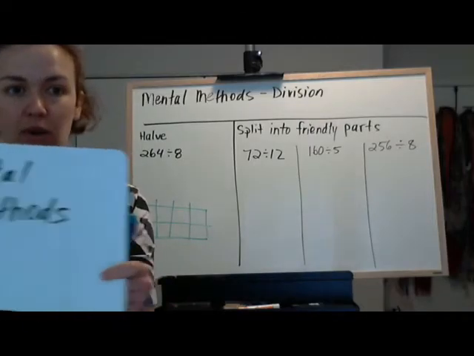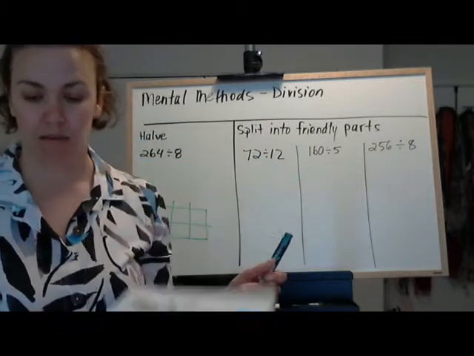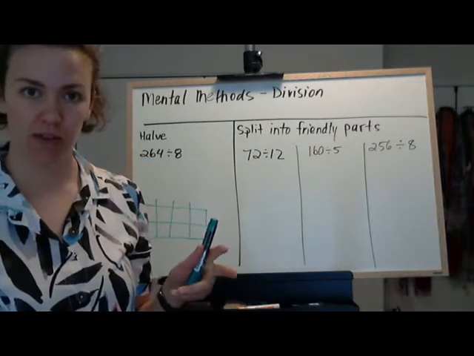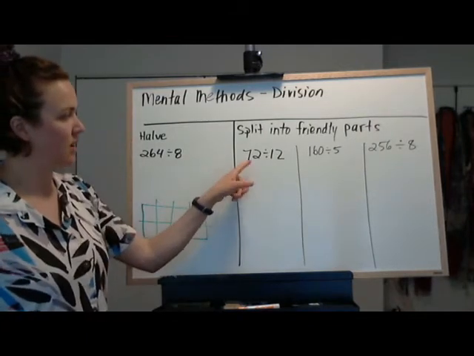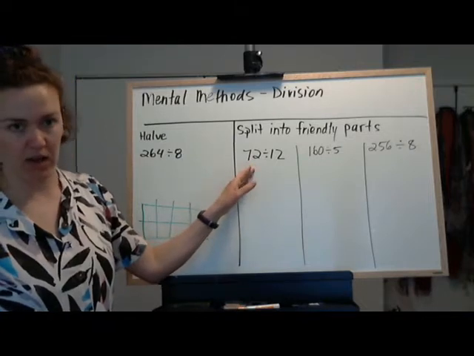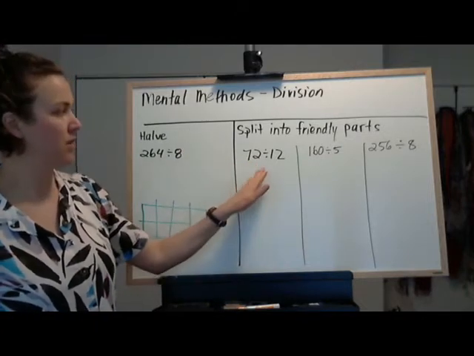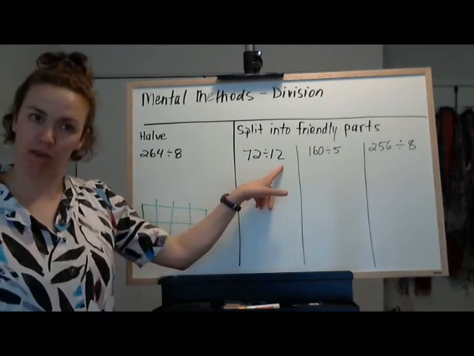This video is for mental methods for division. There are two strategies you can use for this. One is halving both sides, and the other is splitting the dividend, or the thing you're dividing, into friendlier numbers that you can divide by the divisor. So I will show you some examples of each.